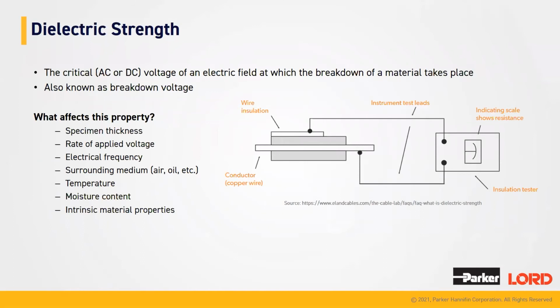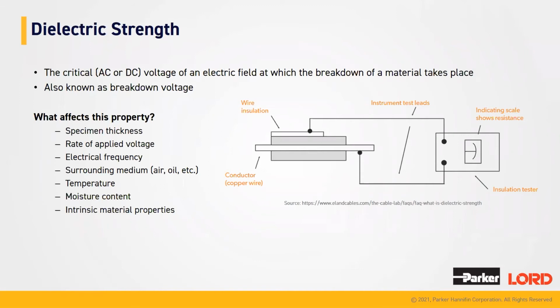Next, on to the dielectric strength. The dielectric strength is the critical AC or DC voltage of an electrical field at which the breakdown of a material takes place. So dielectric strength is often used interchangeably with breakdown voltage. So if you hear either one of those terms, it's the voltage at which the material breaks down.